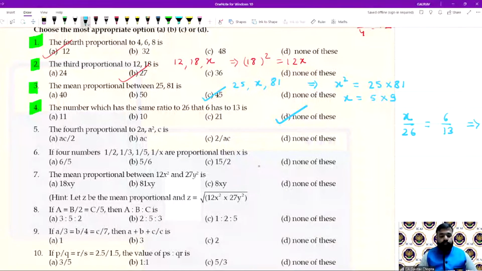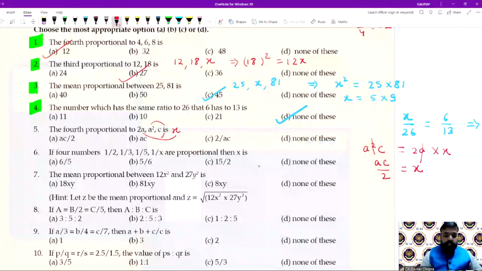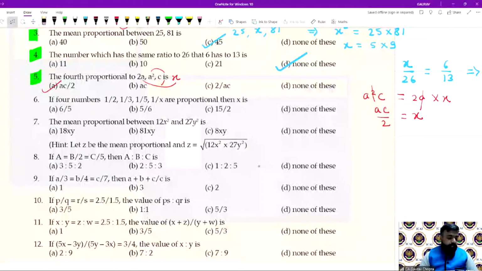Now, the fifth one. The fourth proportional of 2, a square, c is. So now we have to take the fourth value as x. Now applying the cross product rule, a square c is equal to 2a into x. So simply cancelling a, what is left? ac upon 2 is equal to x. ac by 2 is equal to x. That is option number A. So again, it was very easy. Option number A is correct.